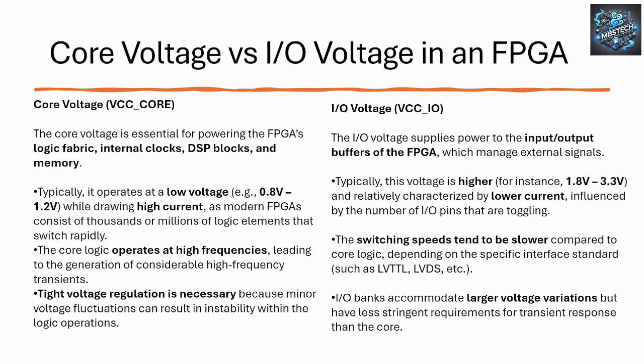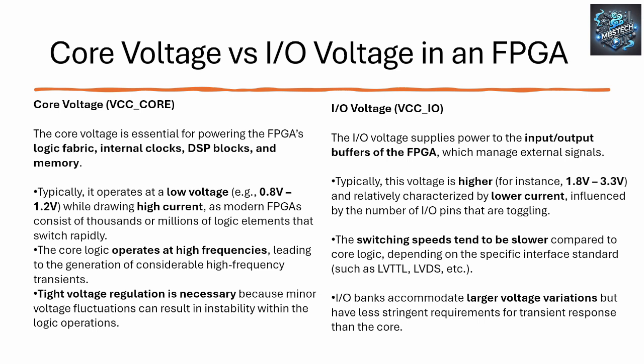I/O voltage supplies power to the input-output buffers, as I previously said. It's within the range of 1.8 to 3.3 volts. Although there are I/O much lower than this now. The switching speeds tend to be slower compared to the core logic. It depends on what you are doing with your I/O. SerDes are quite fast. LVDS is reasonably fast. LVCMOS is not so fast.